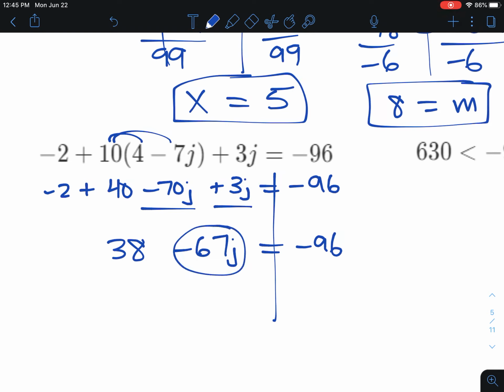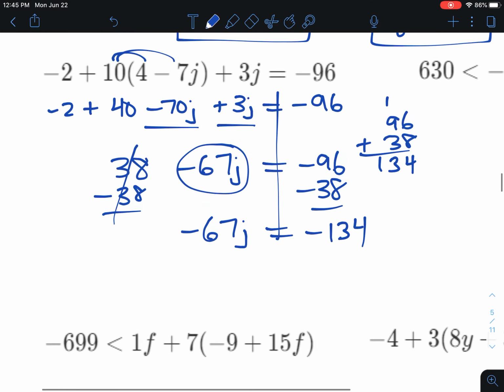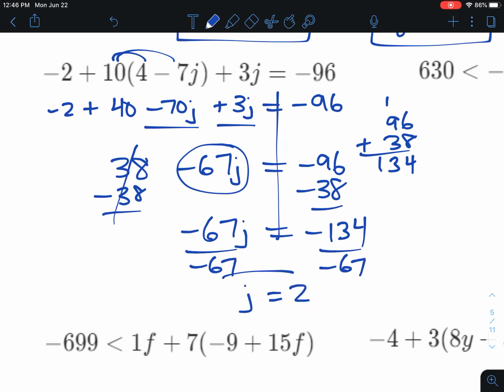Let's do a two-step here. So let's get rid of the 38 by subtracting. So that gives us negative 67j equaling, let's see, I'm going to go with negative 134. Let's just double check. 96 and 38, same signs, so find the sum. So 14, 12, 134, yep. Okay, we're going to solve for j by dividing both sides by negative 67, so j equals 2.